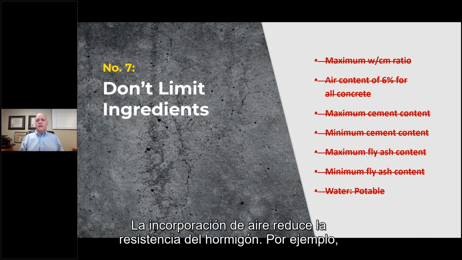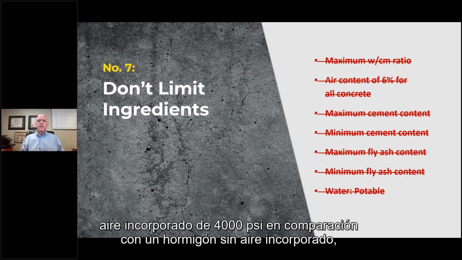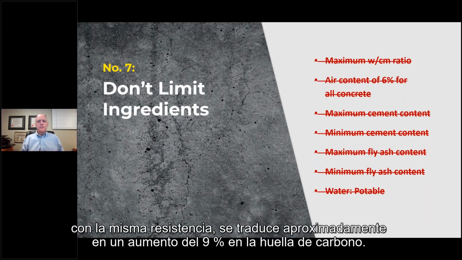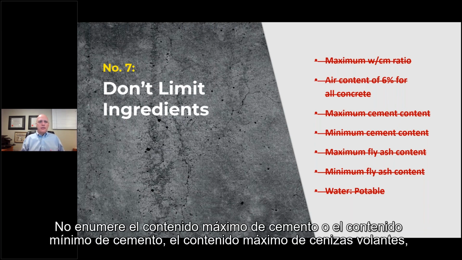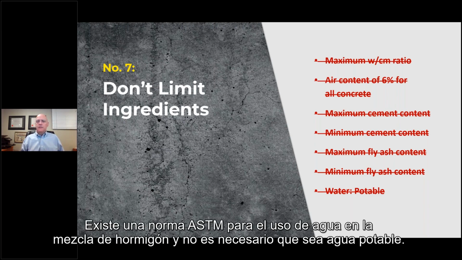Air entraining decreases concrete strength. For instance, a 10% increase in cementitious materials content for 4,000 psi air-entrained concrete compared to non-air-entrained concrete of the same strength would roughly translate to a 9% increase in carbon footprint. Do not list maximum cement contents or minimum cement contents, maximum fly ash contents or minimum fly ash contents, and certainly don't limit water to potable water. There's an ASTM standard for water used in mixing concrete, and you don't need to have it be potable water.